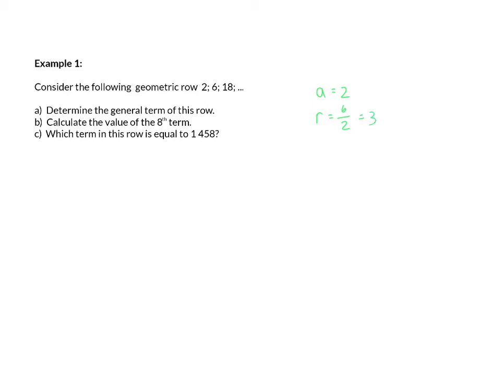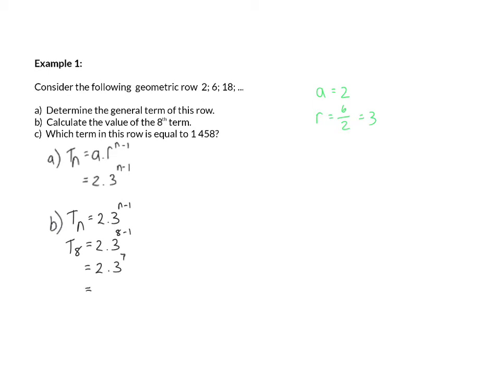Now the first question, determine the general term of this sequence. We've now actually calculated everything, so we can write down Tn is equal to a times r to the power of n minus 1. That's our general term. And in this case, a is 2 and r is 3. And that is our answer. In B, they ask us to calculate the 8th term of the sequence. So we are going to substitute 8 into n's place. And if you now simplify, you will get 2 times 3 to the power of 7, which will be 4,374.